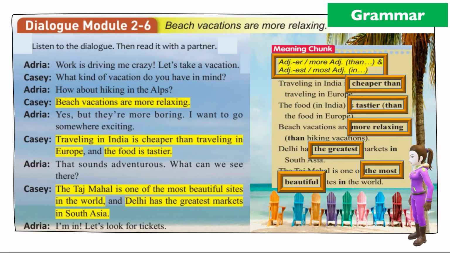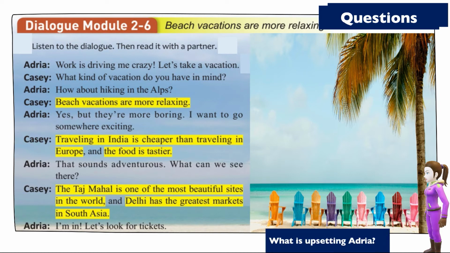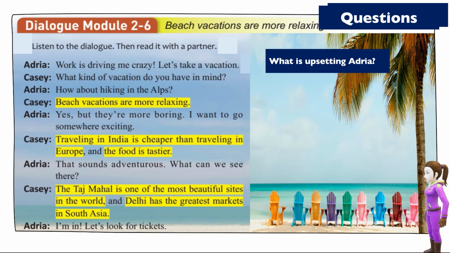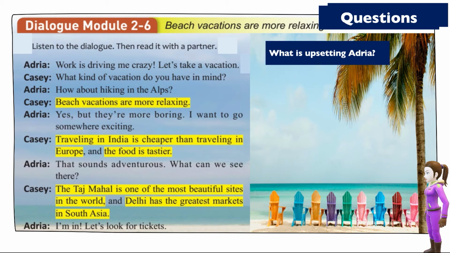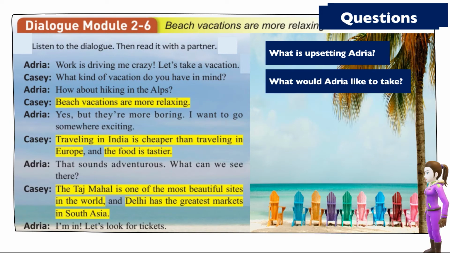With our grammar, we're going to do that by asking some questions that try to make you focus a little bit on these comparatives. So, Yonghi, are you ready with our questions? Yes. Okay, Professor Neil. What is upsetting Adria? Adria is upset because work drives her crazy. Yes, Adria is upset because work is driving her crazy. Okay, very good. And our second question, what would Adria like to take? She would like to take a vacation.